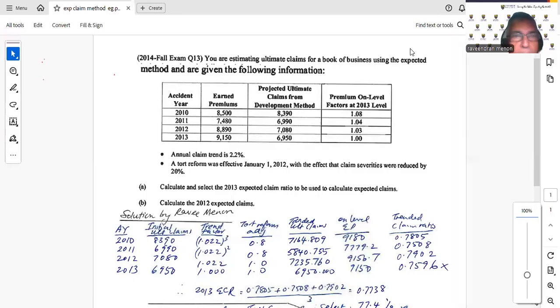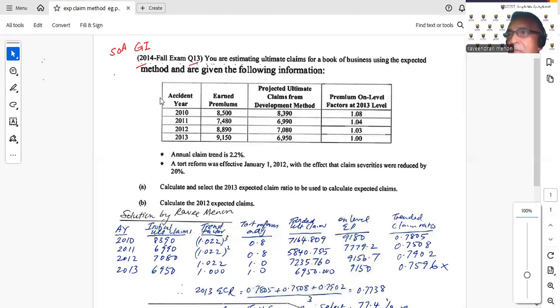Hi everyone. In this video, we are going to look at an example involving the expected claims technique. This is an old exam question, 2014, from the SOA General Insurance exam for ratemaking and reserving. This is the fall exam, 2014, and this is question 13.